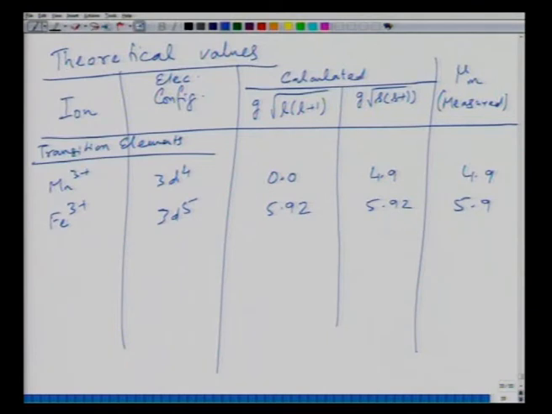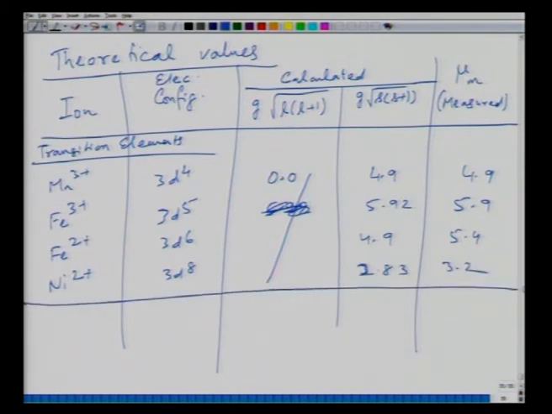If you calculate for L, the values are absurd basically. They do not make any sense for these materials. So, Fe2 plus 3d6, calculated 4.90 and the measured is 5.4. So, fairly close. If you take nickel 2 plus, it is 3d8, calculated 2.8, and what you measure is 3.2. So, this is for transition elements.